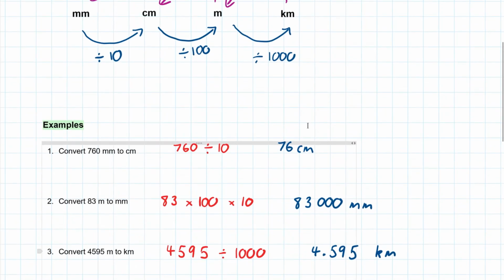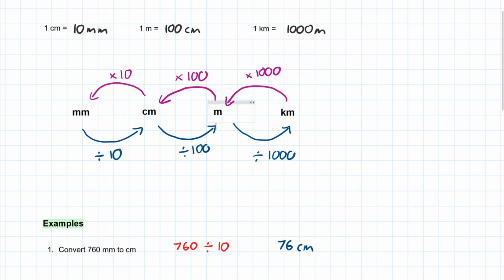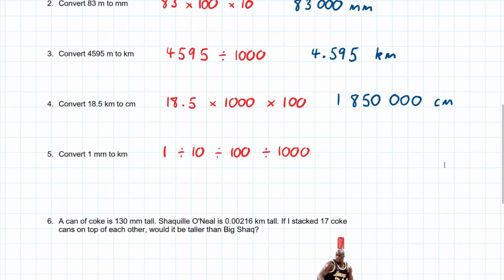Let's just double check that. So we started with millimeters, divide by 10, divide by 100, divide by 1,000. Okay. Let's just chuck this into a calculator very quickly, see how many zeros we've got in this decimal. Alright, my calculator is saying that we end up with 0.000001 kilometers. Okay, so that is a very, very small amount of kilometers because it's just one tiny little millimeter.